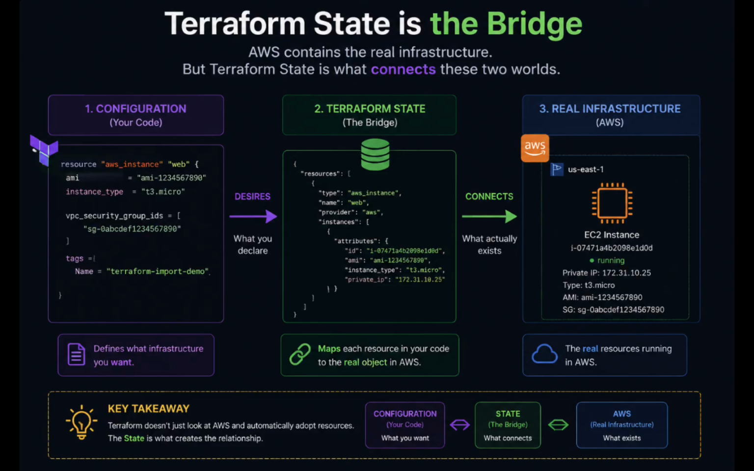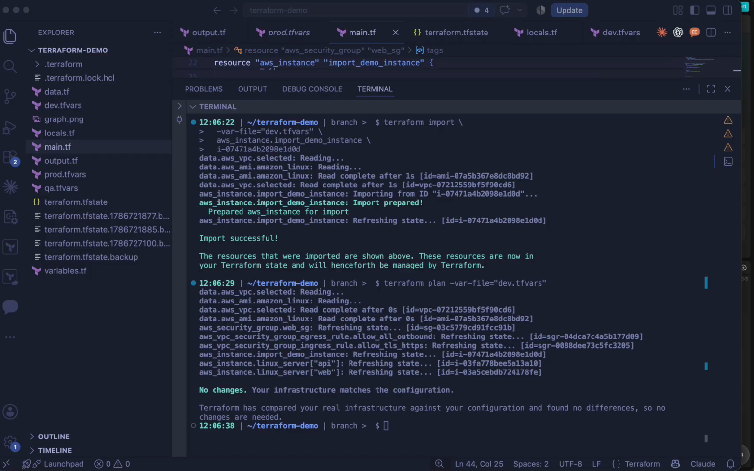And this is the key lesson from this example. The configuration describes what we want. AWS contains the real infrastructure, but Terraform State is what connects those two worlds. If that relationship disappears, Terraform can make the wrong assumption and propose creating infrastructure that already exists.